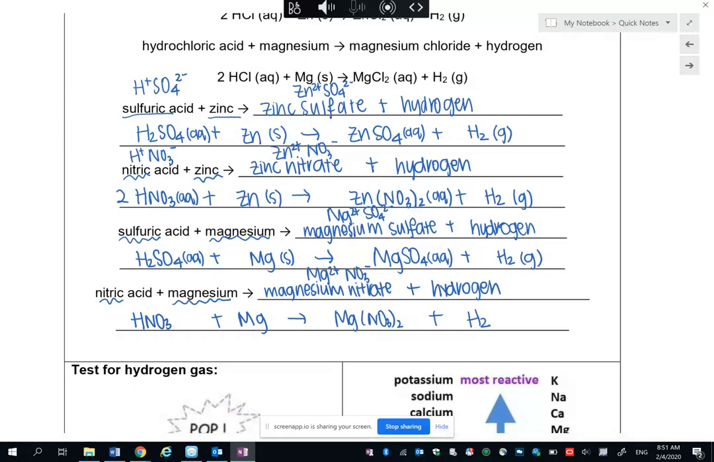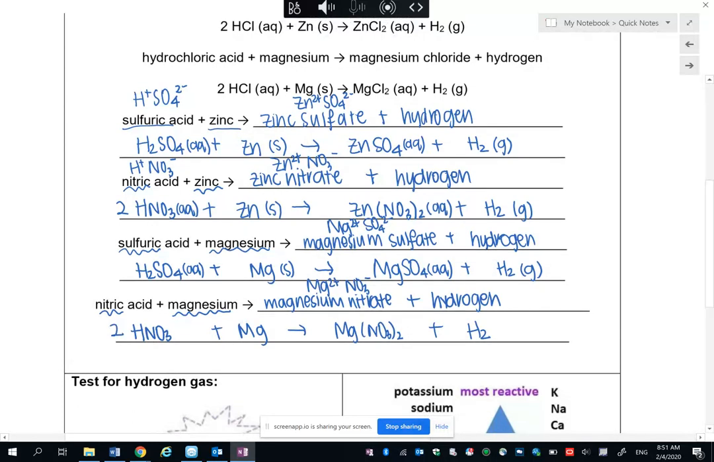On the left I only have 1 nitrate, so I need to put a 2 there. Right? And then I add in my state symbol. So by now you would realize that the acids are always aqueous. Okay, magnesium is solid. Most of the salts are actually aqueous. Aqueous there, hydrogen gas. Okay, and then we are done.